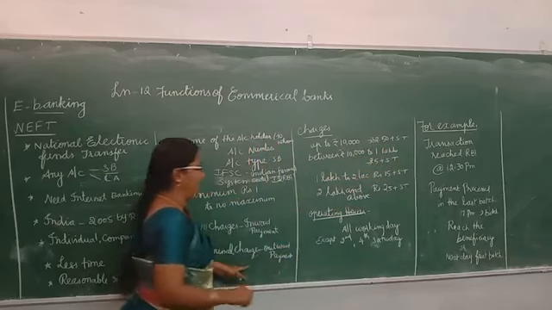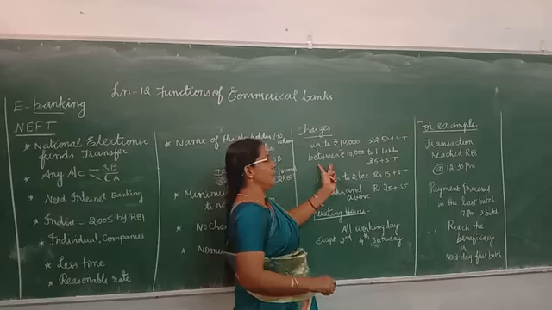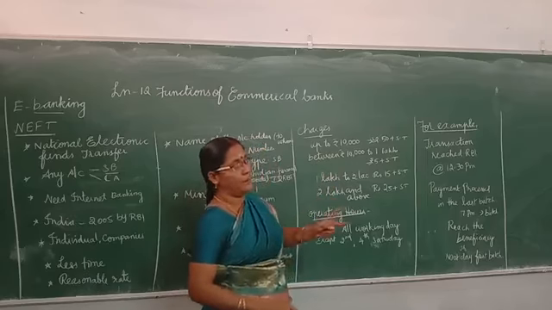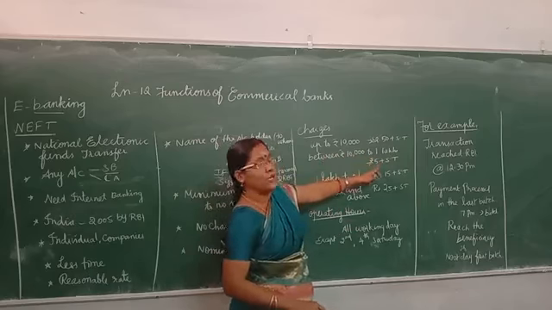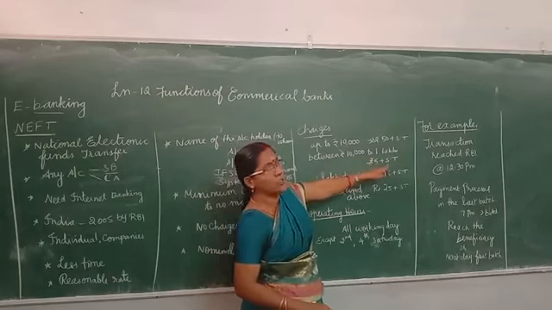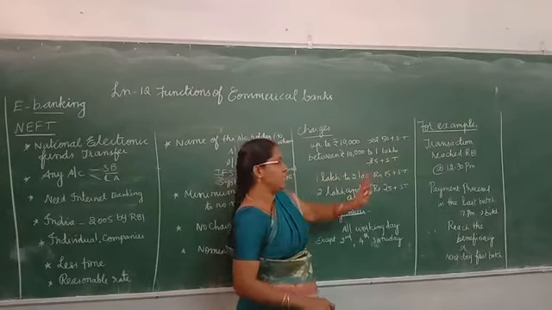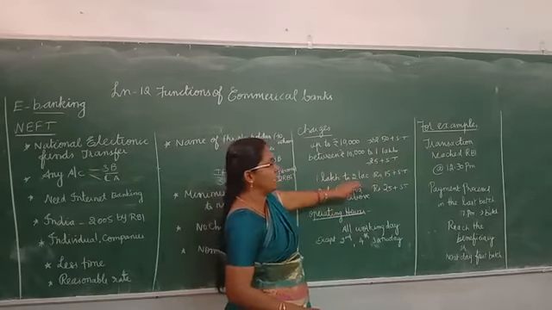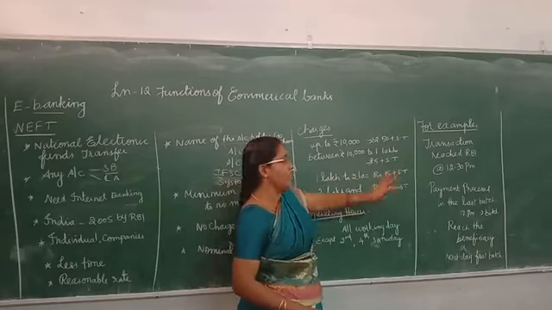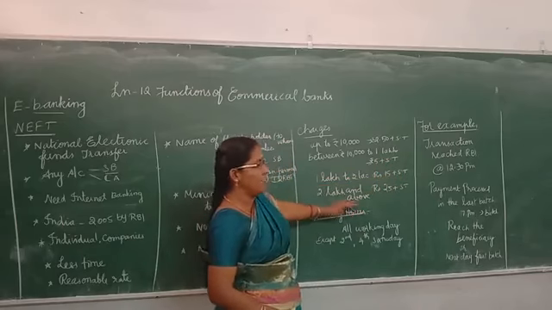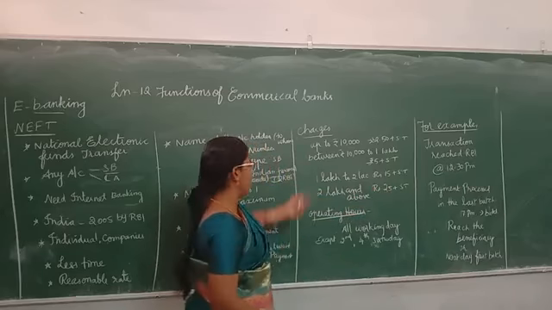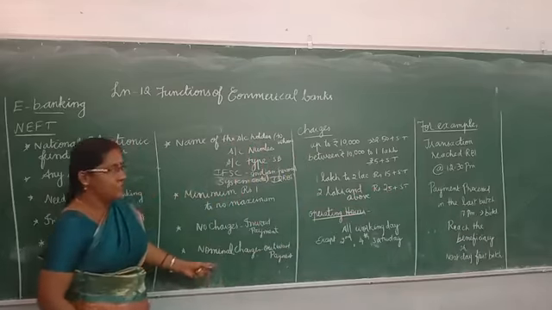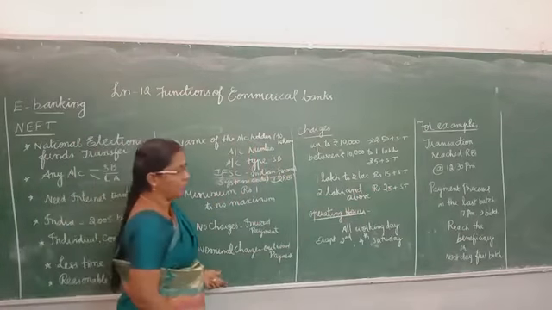For outward payment, from one bank to another bank, between 10,000 and 1 lakh, what is the charges? 5 rupees plus service charges. 1 lakh to 2 lakh, 15 rupees plus service charges. 2 lakhs and above, 25 rupees plus service charges. So the charges which they are charging are very nominal.